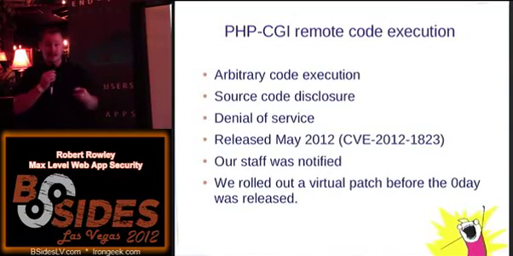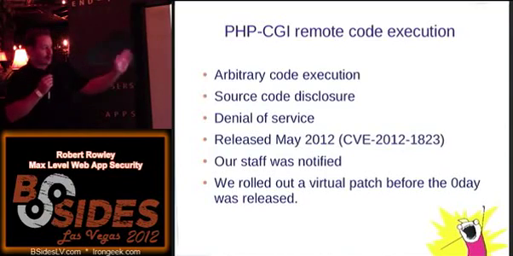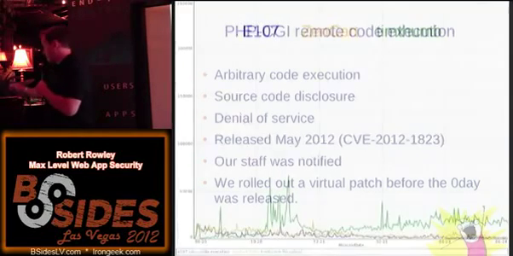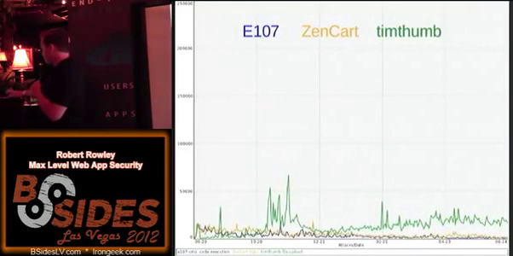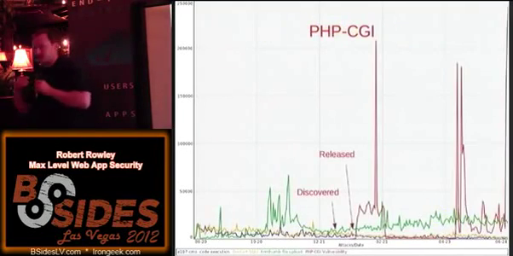Our staff was actually notified before May because this was identified on our network, and we applied a patch to PHP as well as a virtual patch in mod_security so I could do some logging. This was all rolled out well before the 0-day release, which gives me really good graphs. So this is that same graph I just showed you: Zencart, E107, and TimThumb. And now this is the PHP-CGI vulnerability.